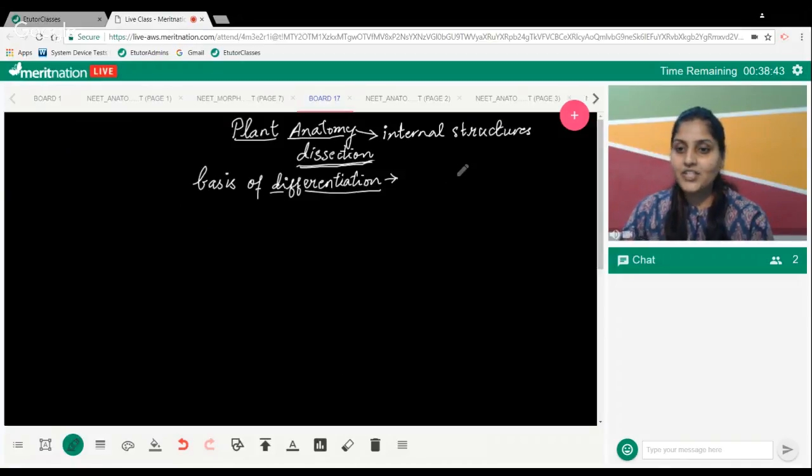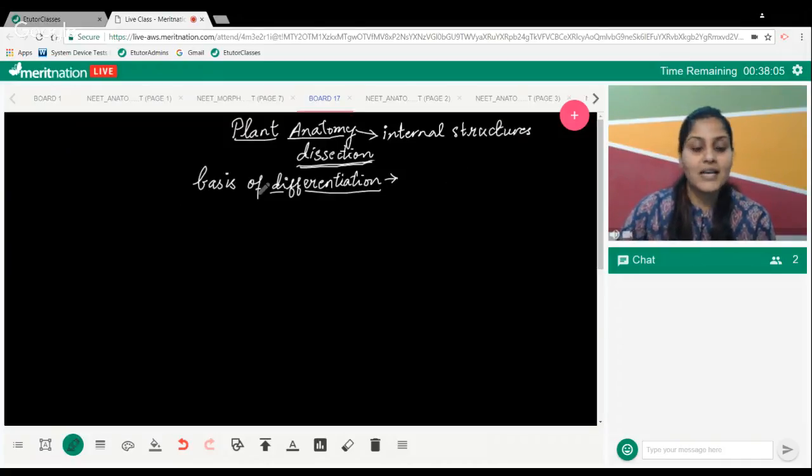One answer I've gotten from Minakshi: they differentiate to form different structures. Composition, right? Differs in physiology. Perfect, Nivea. So basically, in plants, we find that there are certain cells which continue to divide forever. They never get their functions assigned, and their task is to keep on dividing and contributing to the formation of more and more cells.